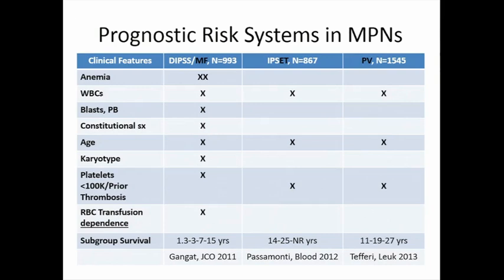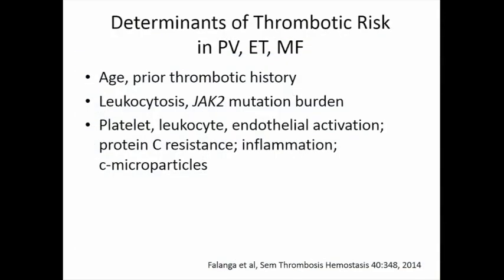Myelofibrosis, you can see a much longer list of issues that are going on, and certainly anemia, and particularly transfusion-dependent anemia, is an important component. Karyotype is also important, as well as thrombocytopenia, as opposed to thrombocytosis, playing a major role. Determinants of thrombotic risk. So these are issues that are important for us to know how active we need to be in therapy. Age, thrombotic history, leukocytosis, JAK2 mutation burden, but also platelet leukocyte and endothelial activation, protein C resistance, inflammation, or circulating microparticles.